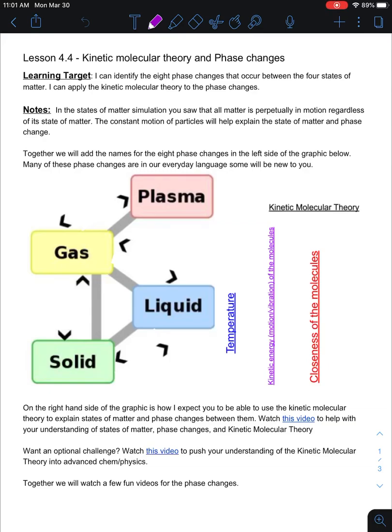Good morning, everyone. Today for lesson 4, we'll be doing the kinetic molecular theory and phase changes.